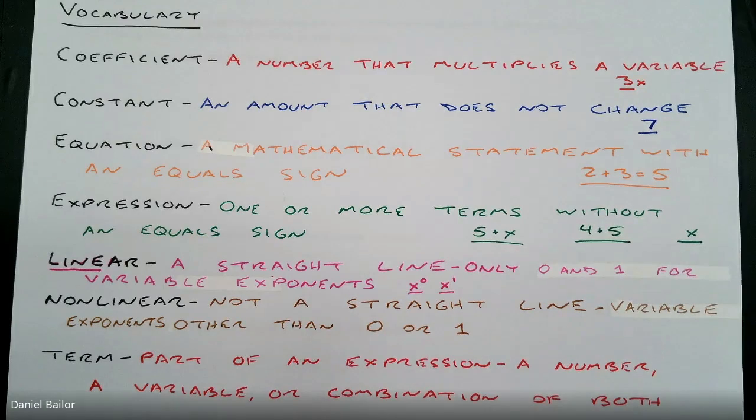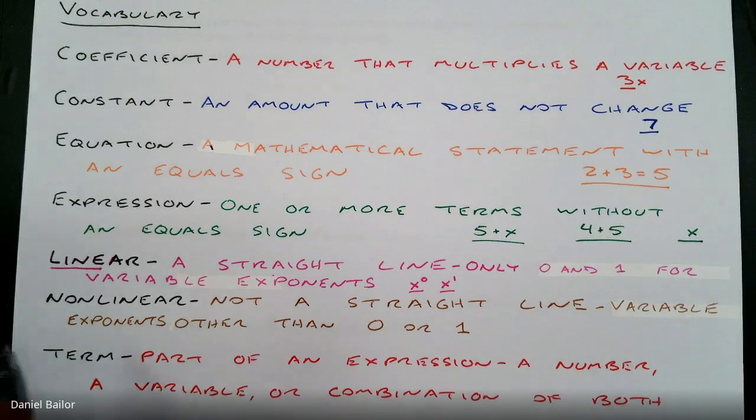If you see anything else in the exponent, if you see a 2, a 3, a 4, or a fraction or a negative, it is nonlinear. So linear has only zeros and ones for variable exponents, and when you graph them, linear equations make straight lines. Nonlinear, when you graph them, are not straight lines. They are curved.